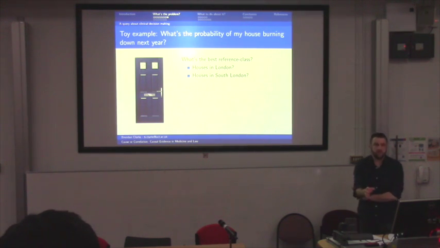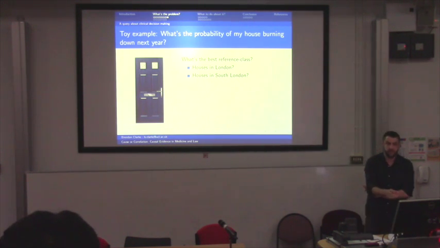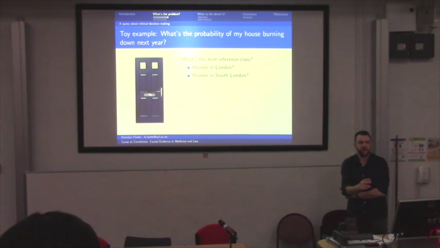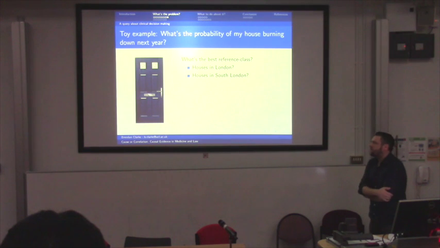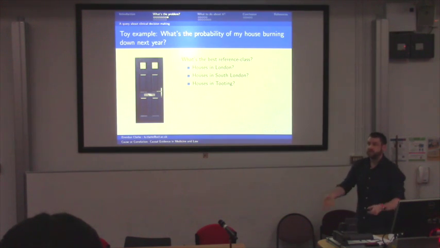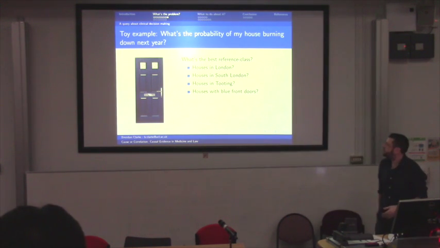The worry is, though, and this is an empirical worry, this really happens, the rate of house fires in South London is slightly higher than in London as a whole. So I've got two different probabilities. Which one do I pick? Any ideas? It depends what we're using. It depends what we're after. We can keep going. We can keep looking at different levels of statistics. And it turns out that in this example, they are all different. They all give different probability estimates for my house burning down.